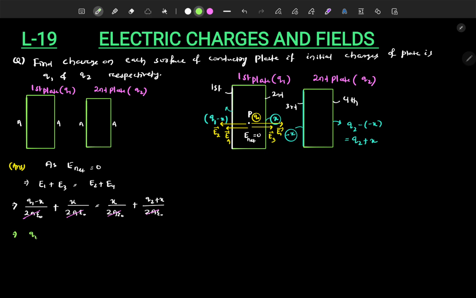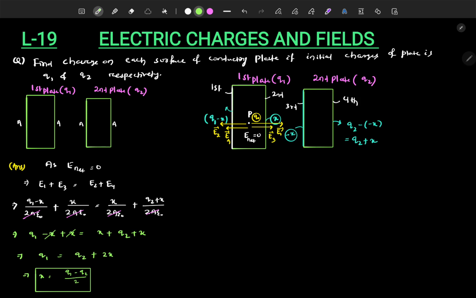Q1 minus x plus x is equal to x plus Q2 plus x. So minus x plus x cancel out. So the remaining thing is Q1 is equal to Q2 plus 2x. So what is the value of x? x is equal to (Q1 minus Q2) divided by 2.